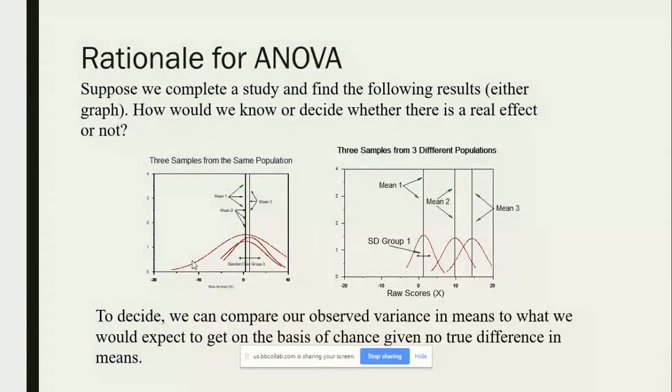So suppose we complete some study and we find the following results. We have two graphs here. How would you know if there's a real effect or not? Well, you can simply observe the variances that you see, and ask what you would expect to get based on chance, given no differences in the means. You just can't look at a picture and say, yes, there are differences, or no, there are no differences. That's a very anecdotal way of presenting it. You get some guidance from the diagram to see what's going on in the plots, and then you can go forward with the hypothesis testing to see what the conclusion would be.